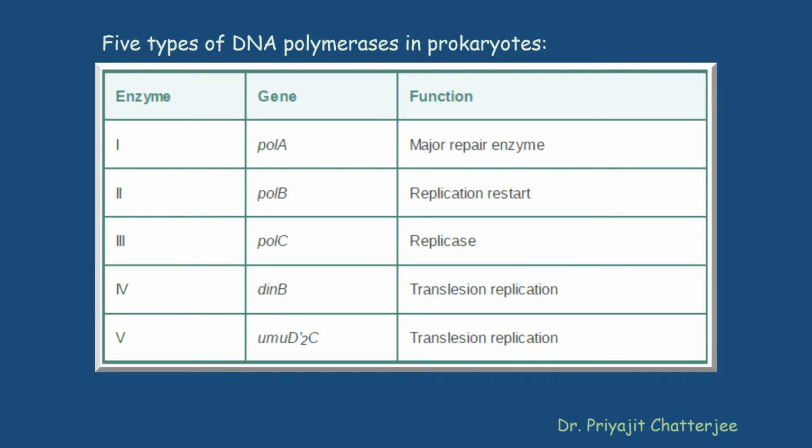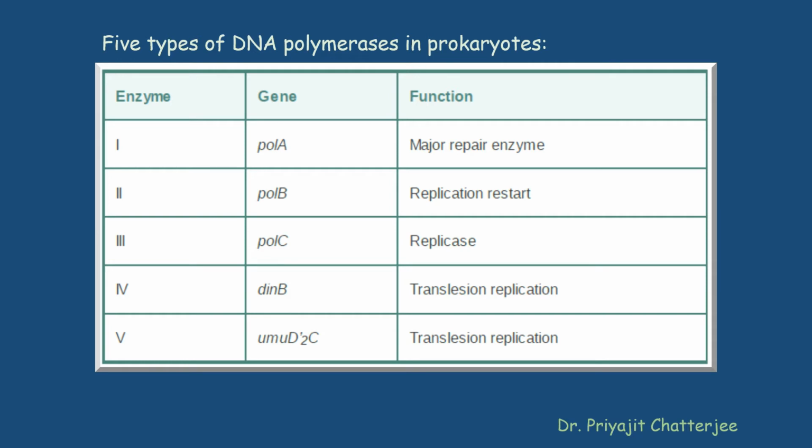There are basically 5 types of DNA polymerase in prokaryotes, which are DNA polymerase 1, 2, 3, 4 and 5. DNA polymerase 1, encoded by polA, is involved in repair of damaged DNA and in a subsidiary role in semi-conservative replication. DNA polymerase 2 is required to restart a replication fork when its progress is blocked by damage in DNA. DNA polymerase 3 is the major enzyme involved in the replication process, which is also known as replicase.